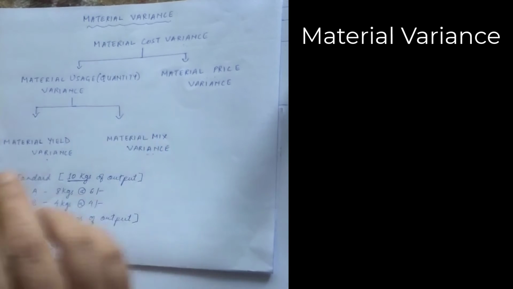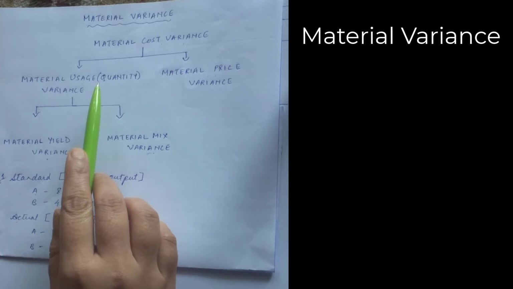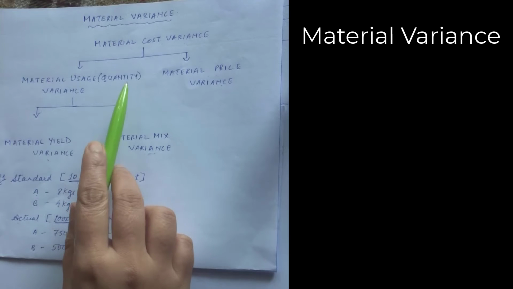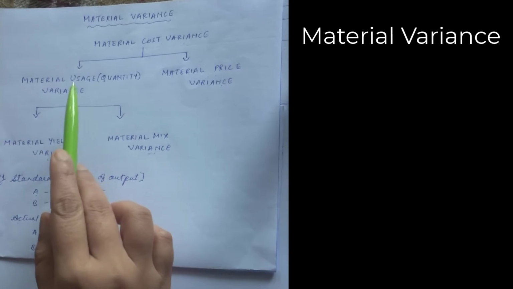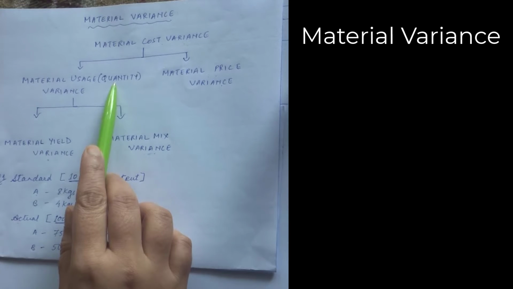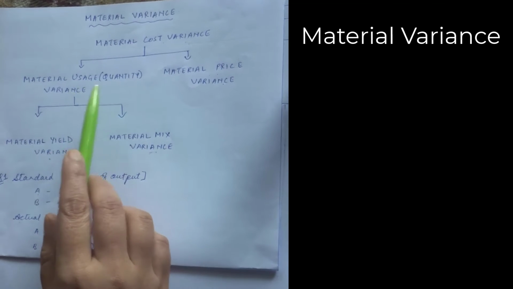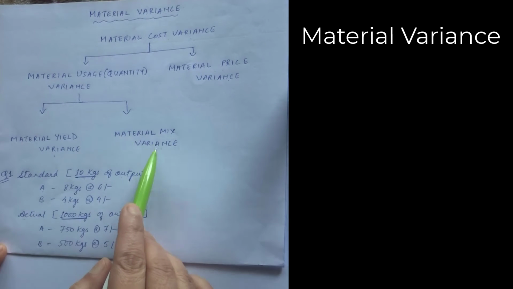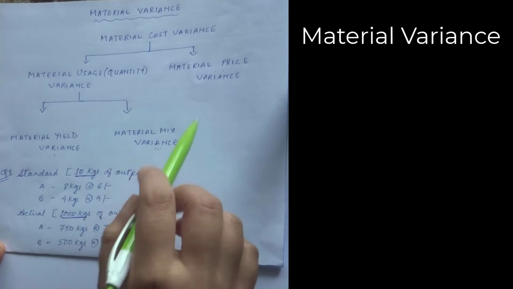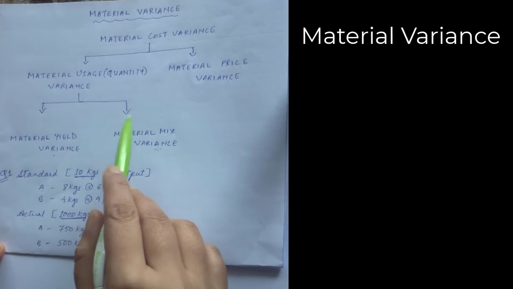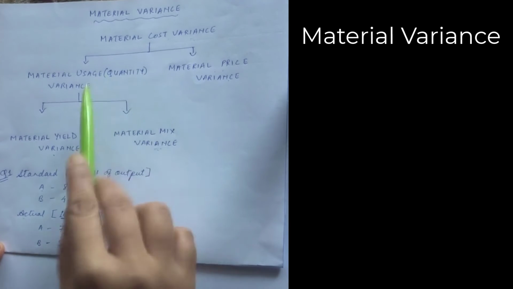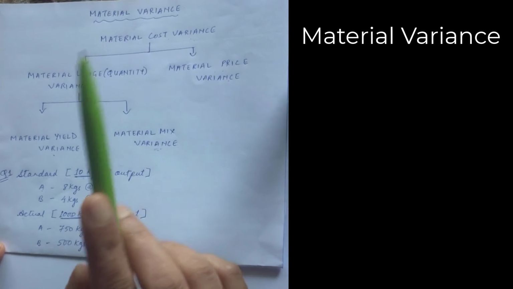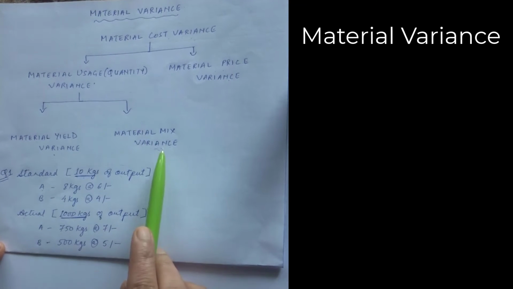Under this cost variance, we have two items, that is material uses variance and material price variance. Material uses variance is also known as quantity variance, so you can use either of these terms. Material uses variance is again divided into two parts, material yield variance and material mix variance. Now we will see how to calculate cost variance, quantity variance, price variance, yield variance and mix variance.